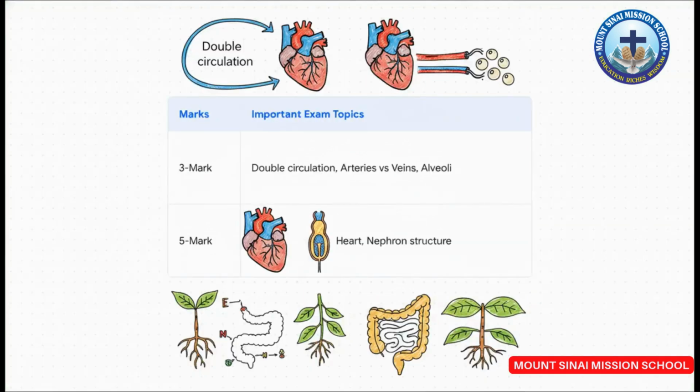And here are the big ones, the high-probability long-answer topics. Samajhiye? For 3-mark questions, make sure you can explain double circulation, write out the differences between arteries and veins, explain the exact role of bile juice, and detail the alveoli. For those massive 5-mark questions, you absolutely must practice drawing and labeling the human heart and the nephron. Tonight, right after this explainer, I want you to sit down and practice writing out the full digestion process and the plant transportation mechanisms. Secure those top marks.